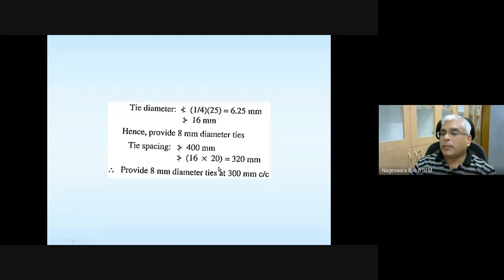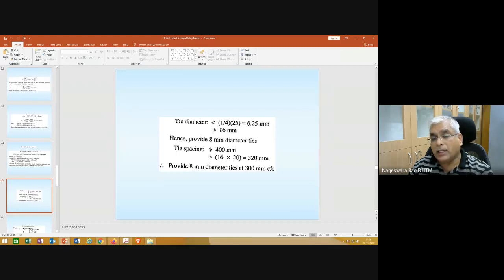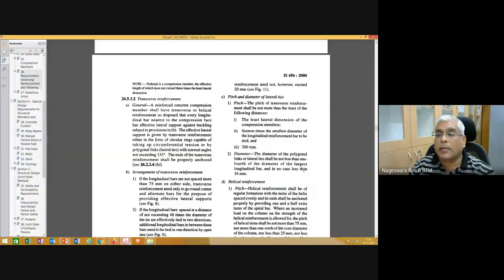Okay, tie spacing shall not exceed 300 mm here. Sorry, it shall not exceed the least lateral dimension of the compression member. In this case, our section dimension is 600 by 400, so the least lateral dimension is 400. It shall not be more than 400.